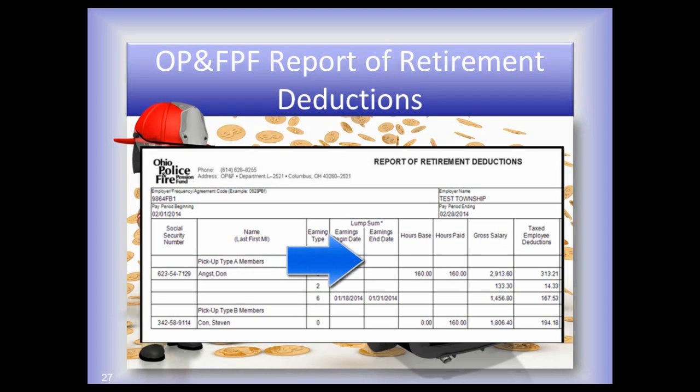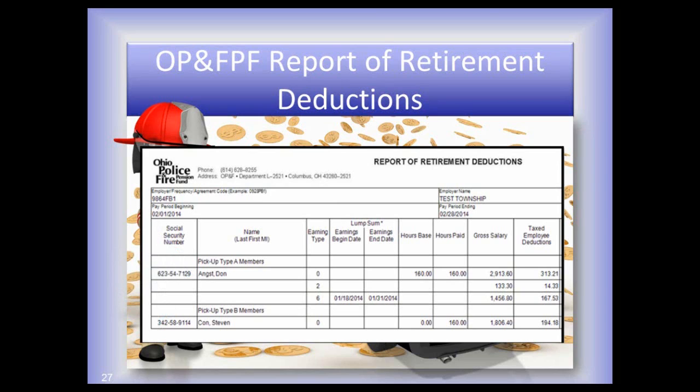Earning period ending date. This is the ending date of the earning cycle or pay period. This date does not reflect when the member was paid. It reflects the time period of when the member earned the wages, just like the pay period begin date. Also included on the report is the member's name. The report must be in alphabetical order by pickup plan type, A, B, C, or D. List the last name, first name, and middle initial.